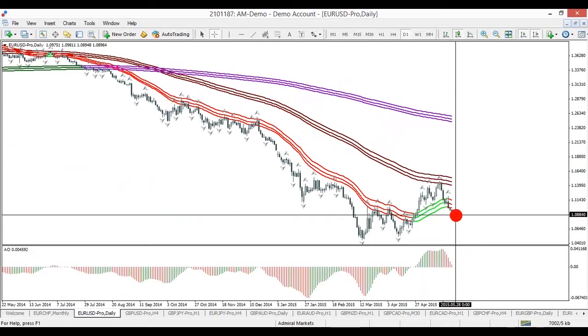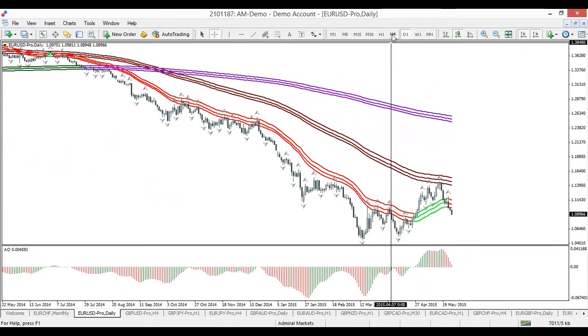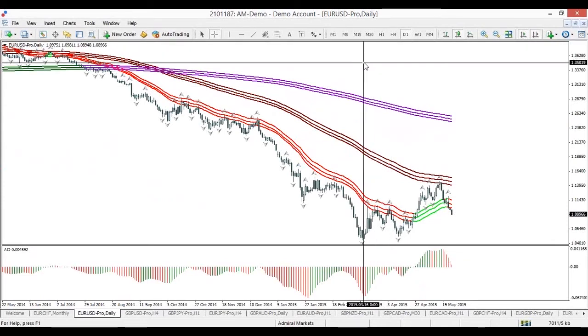But personally, I wouldn't trade it here. I would rather wait for a bounce, and if I take a short, it would have to break at least this bottom, the future bottom that doesn't exist at the moment. Anyhow, so that's it regarding moving averages in the euro dollar.